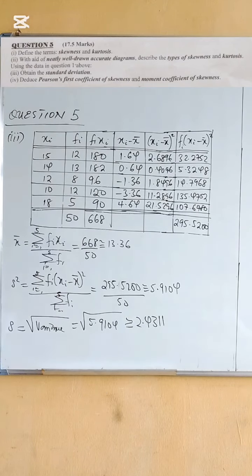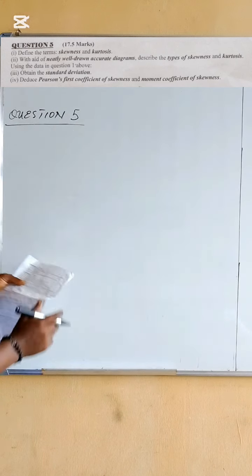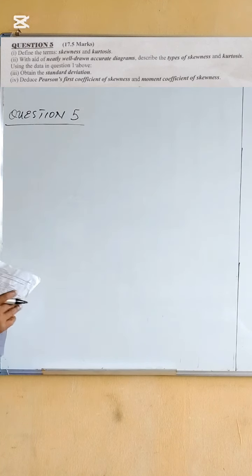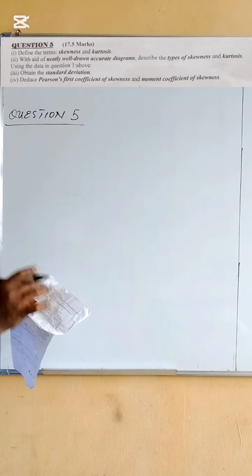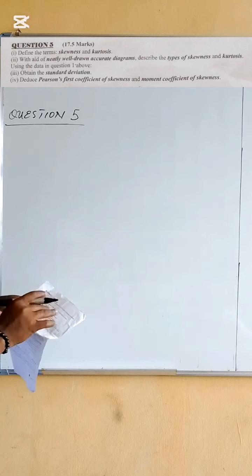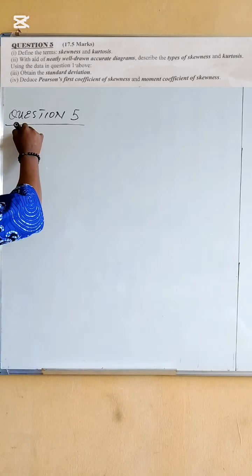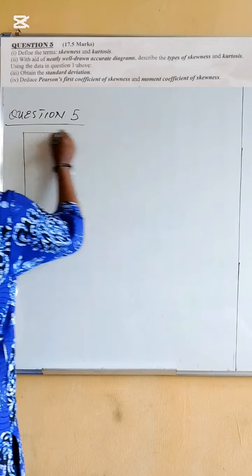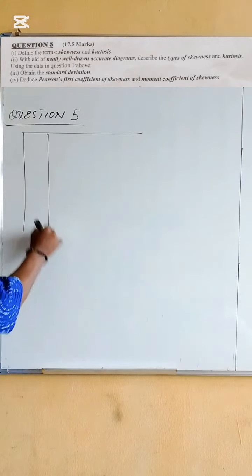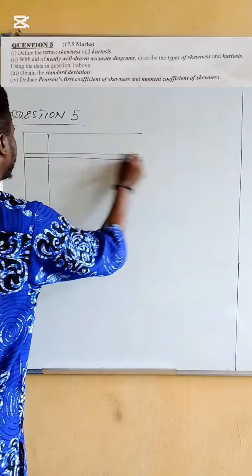Let's go over to question 4. Now, let's move over to question 4, where we are asked to deduce the Pearson's first coefficient of skewness and moment coefficient of skewness. Now, please take note, for us to get this done, we have to reconstruct our table to do the following. So I'm going to go back to the table and bring up the following.